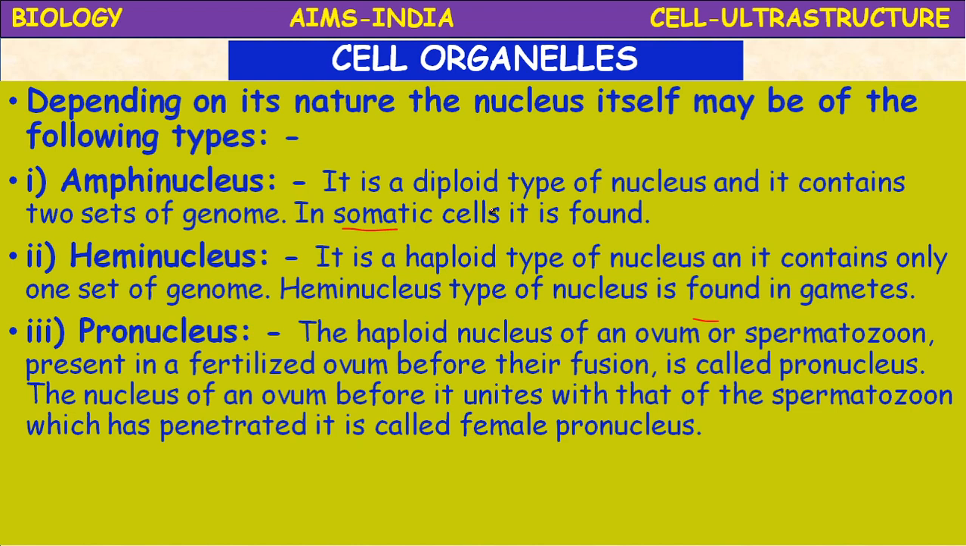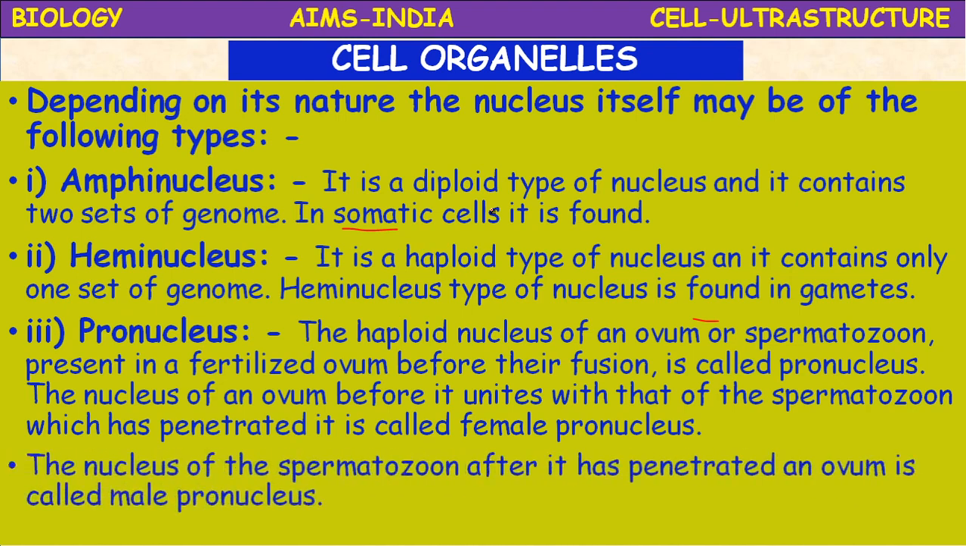So zygotic nucleus means by the fusion of male and female nucleus it is formed. The nucleus of the spermatozoon, after it has penetrated an ovum, means reached the egg cell or ovum, is called the male pronucleus.